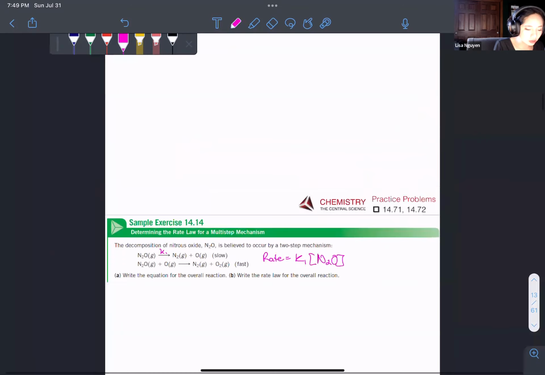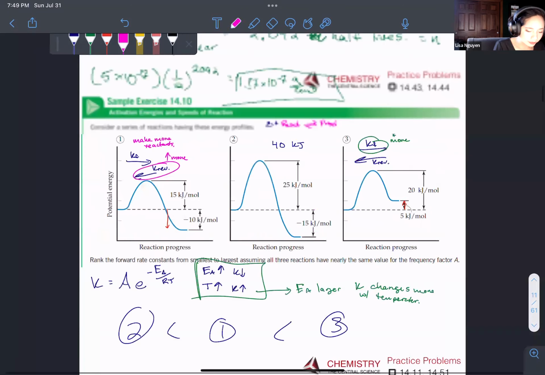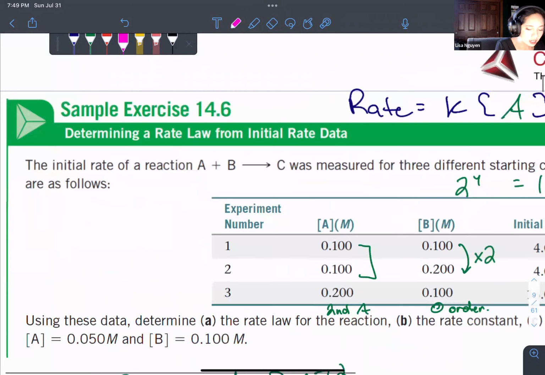I cannot do that for this reaction because I didn't tell you it's an elementary reaction. I actually give you data for you to figure out the overall rate law. Okay.